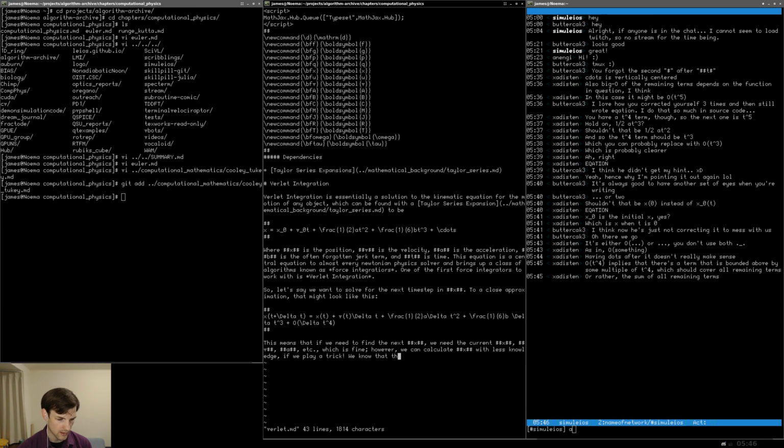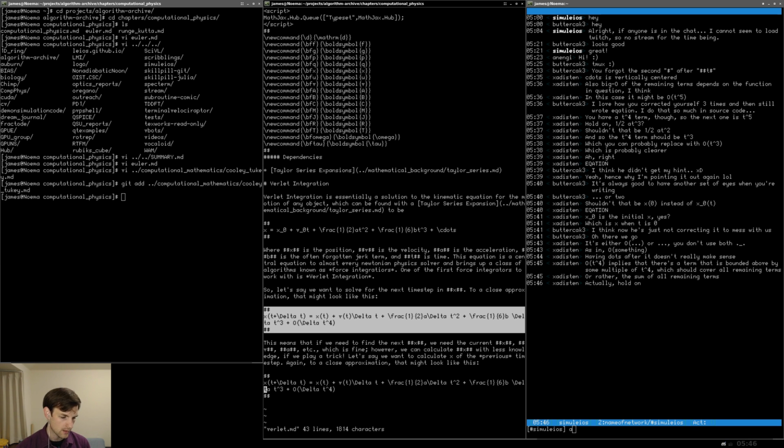We know that the, let's say we want to calculate x of the previous time step, again, to a close approximation. That might look like this. Okay, so now we basically copy this guy up here, except we put minuses where they're supposed to be, and that's going to be in front of this term and in front of this term.